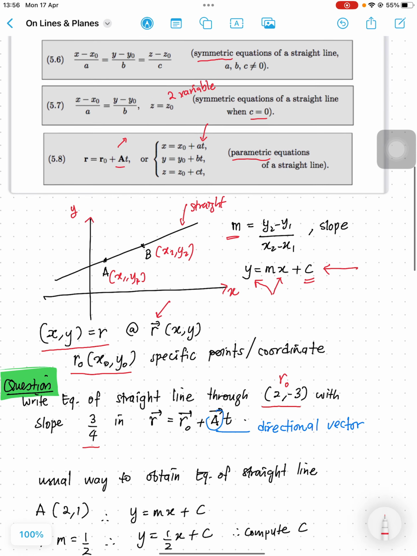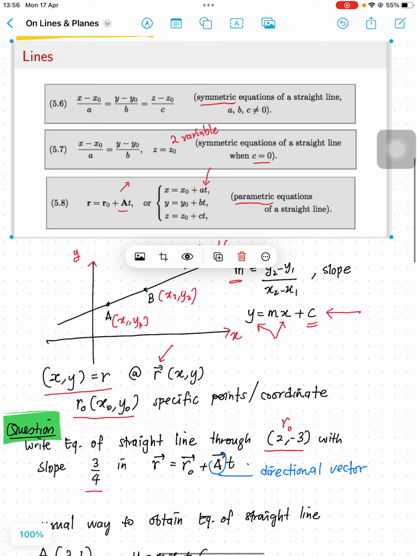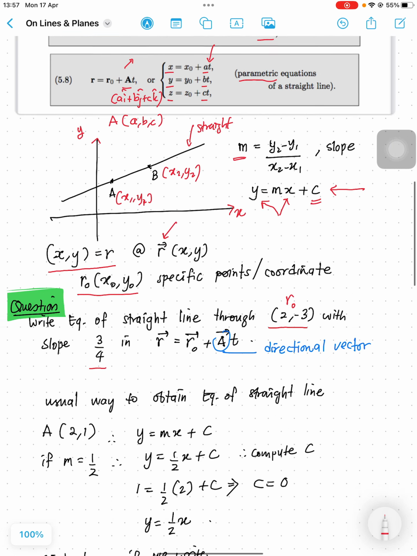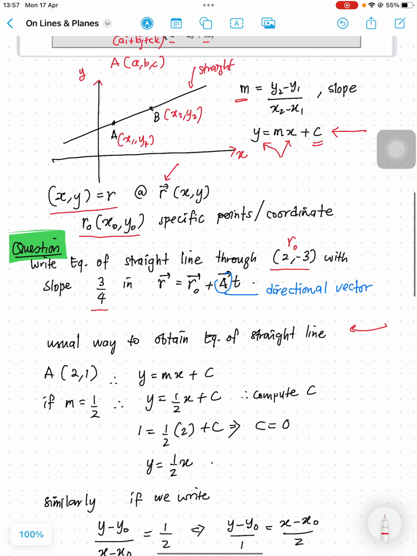Maybe let me remind you again the way you write symmetric form: x over a, y over b, z over c, and your parametric equations: x with respect to a, y with respect to b, z with respect to c. So in this sense, you have ai plus bj plus ck. Alright, so your a is a, b, c. Now in a usual way, we start here.